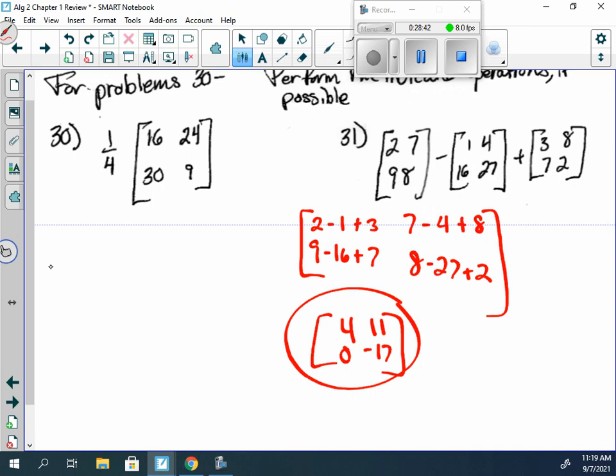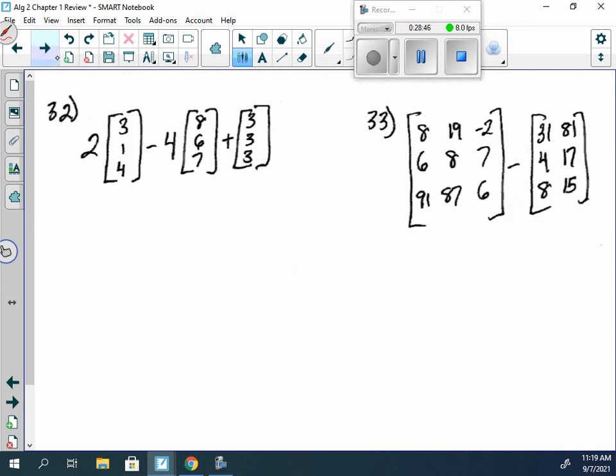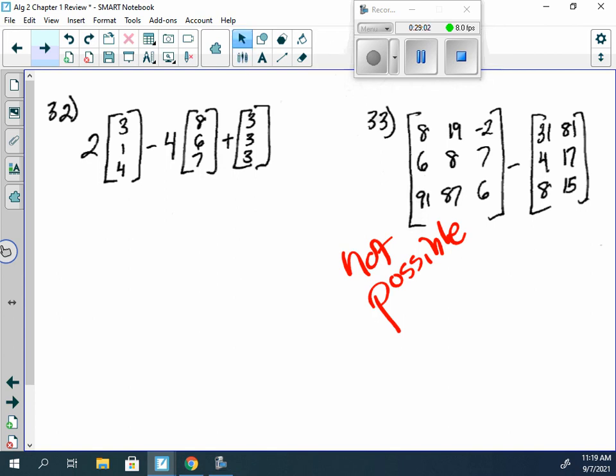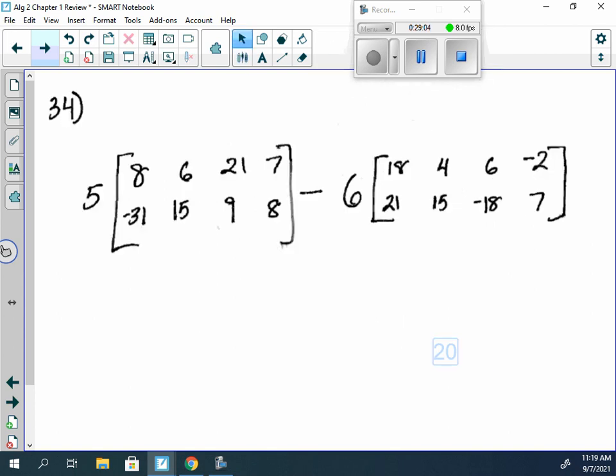We good with these two here? Any questions on these two? Number 35 was? Not possible. Because the dimensions are not the exact same. We good with 34 and 35? With these two here? 37?